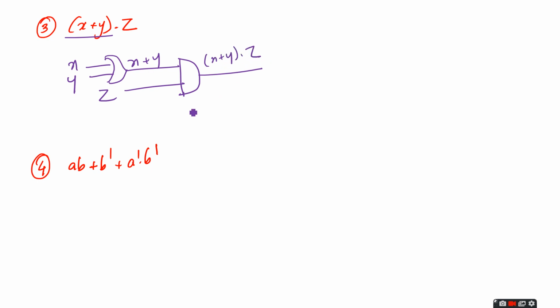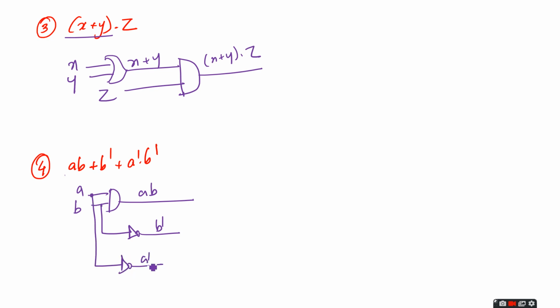Next, AB plus B complement plus A complement B complement. We have to take each term separately. First we will pass A and B through an AND gate. We will get AB. Then we will take B complement. So we will take the connection from B. Then we will pass it through a NOT gate. We will get B complement. Then A is here. So we will take the connection, then pass it through a NOT gate. We will get A complement.